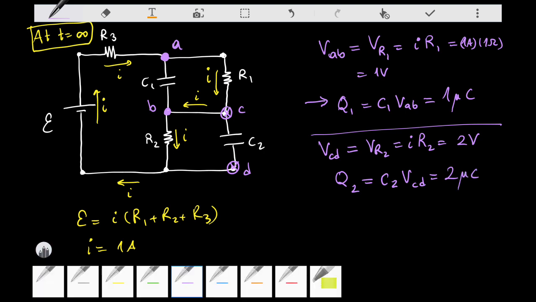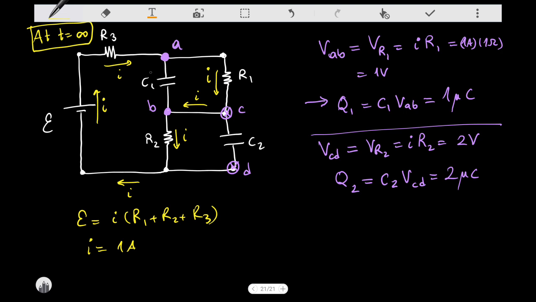Okay, let me show with color the signs of the charges. So upper plates are positively charged and the lower plate should be negatively charged. So 1 microcoulomb is on that upper plate in here, and minus 1 microcoulomb is on the lower plate. For the other capacitor, for this one, again, the upper plate is positively charged. Let me put a little bit more charges in here because it's plus 2 microcoulomb on the upper plate and minus 2 microcoulomb on the lower plate. So we can also determine where the charges are.